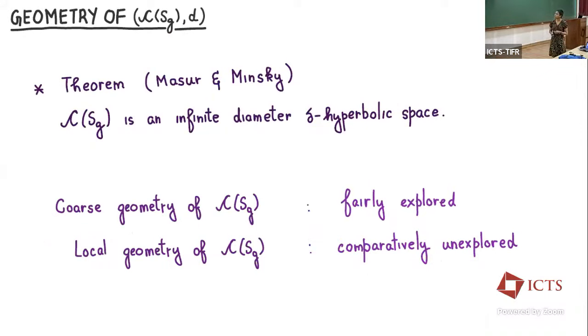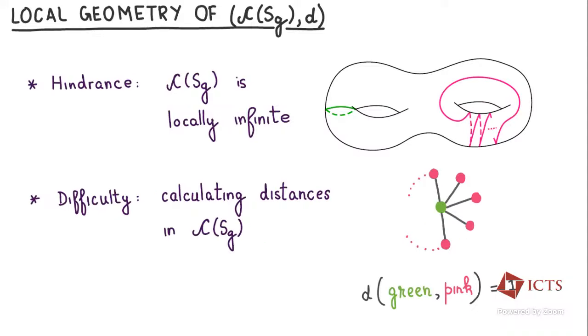In the direction of the geometry of the curve graph, there is the seminal theorem given by Masur and Minsky, who said that the curve graph comes out to be infinite diameter. The problem is that once you have infinitely many vertices adjacent to one vertex, it becomes difficult to decide which path to take to calculate the distance from one point to the other. So basically, that's why calculating distances in the curve graph becomes quite difficult.